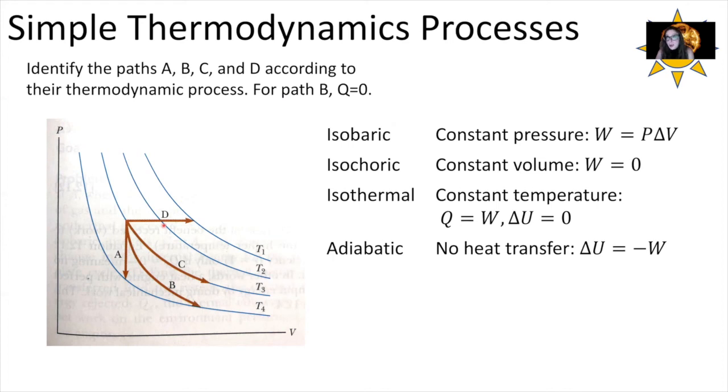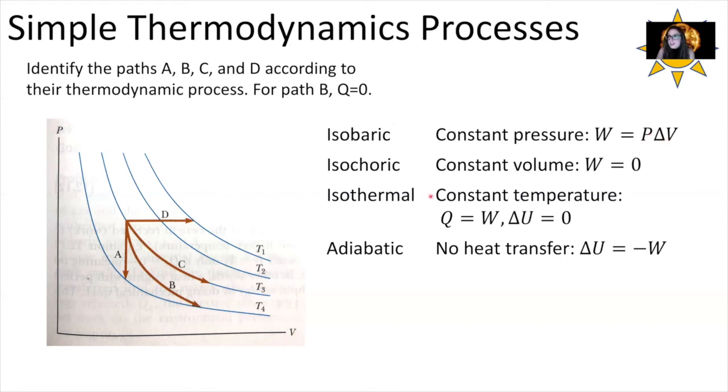Those 4 different thermodynamic processes according to their graph here on the P versus V diagram. So we have isobaric, where we have constant pressure. If we have constant pressure, our gas can do work by changing volume. So work is equal to P delta V. Isochoric processes, that means constant volume. If you don't have any change in volume, then your gas cannot do work.